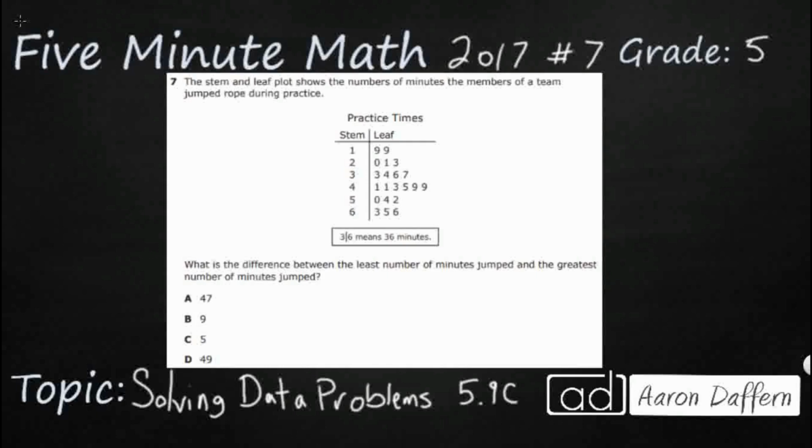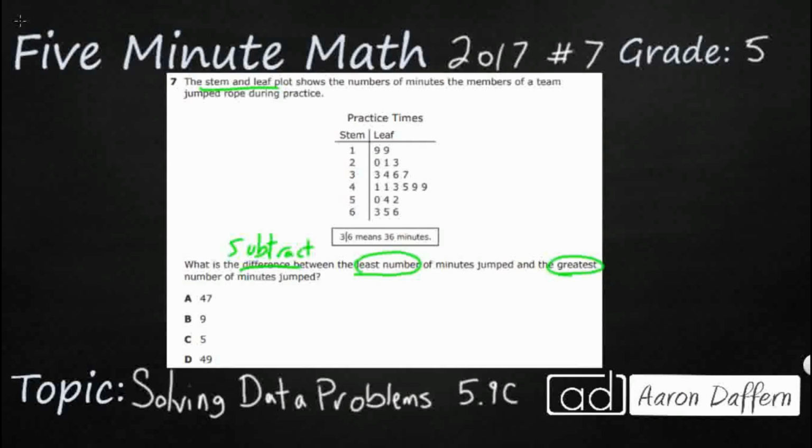So we have a stem and leaf plot, and it shows the number of minutes that the members of a team jumped rope during practice. We need to find the difference, which is our clue that we need to subtract, between the least and the greatest.